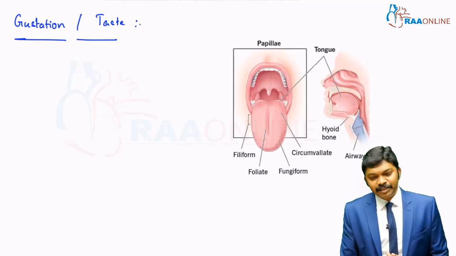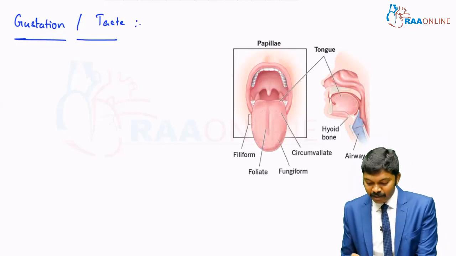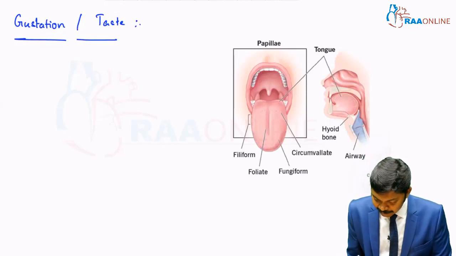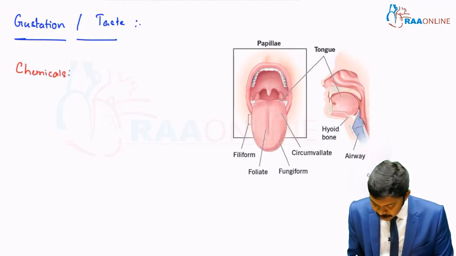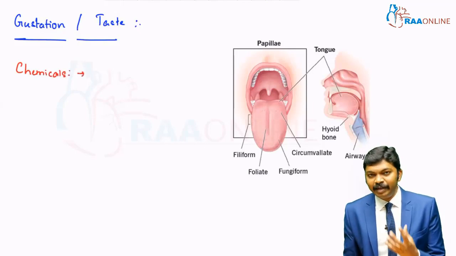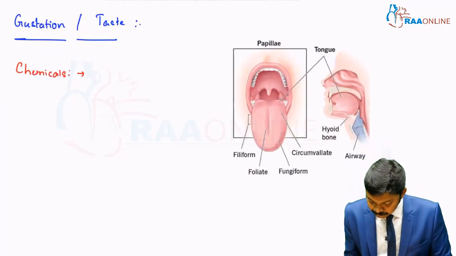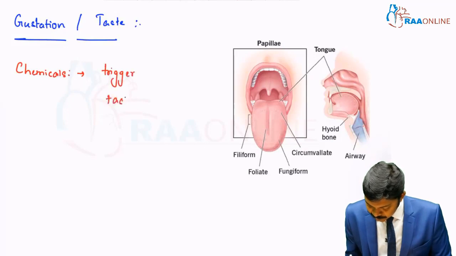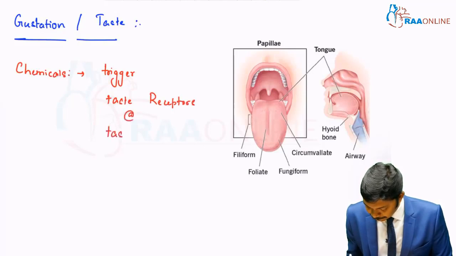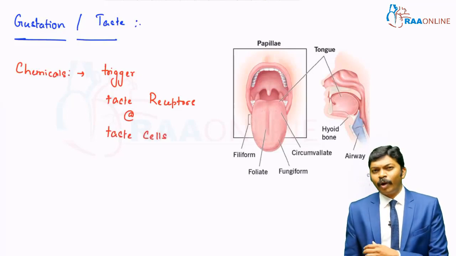Alright, so let's take up chemicals. At the outset, people, let us take up chemicals. There are certain chemicals in nature, and these chemicals have an ability to trigger taste cells, trigger taste receptors, and taste receptors are also called taste cells.